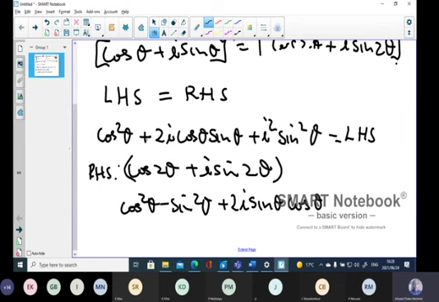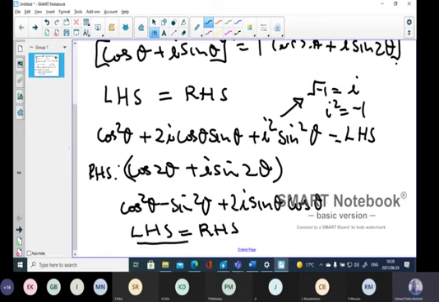Now, how many terms do I have there? It's 1, 2, 3. Here is 1, 2, 3. So it's the same. Now, to get the equivalent of this, you must use your knowledge of complex numbers. We know that root minus 1 is equal to i, and i squared is equal to minus 1. So substituting i squared equals minus 1, then we can conclude that LHS is equal to RHS.